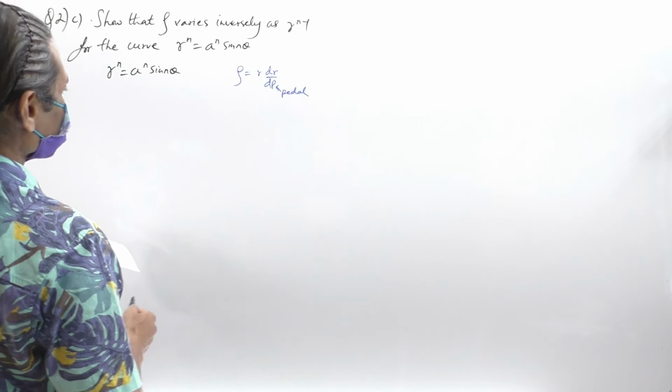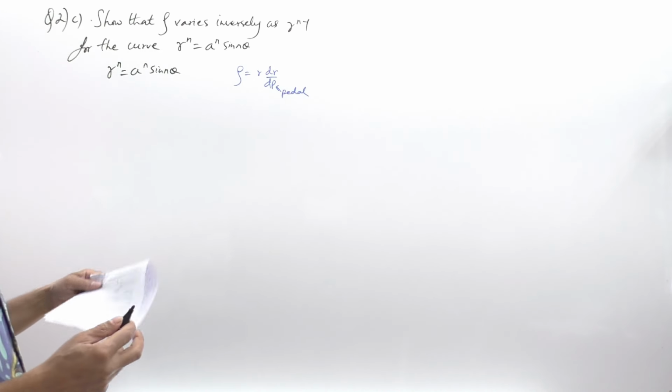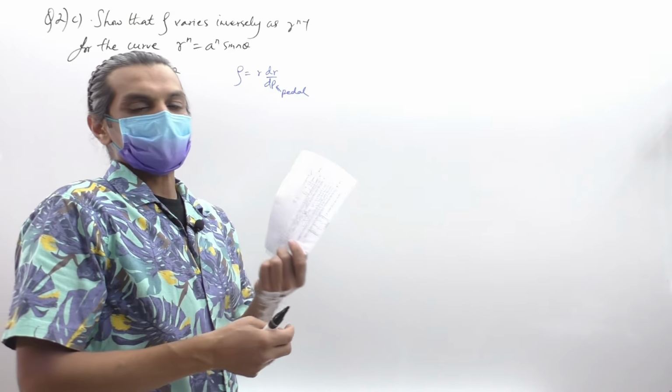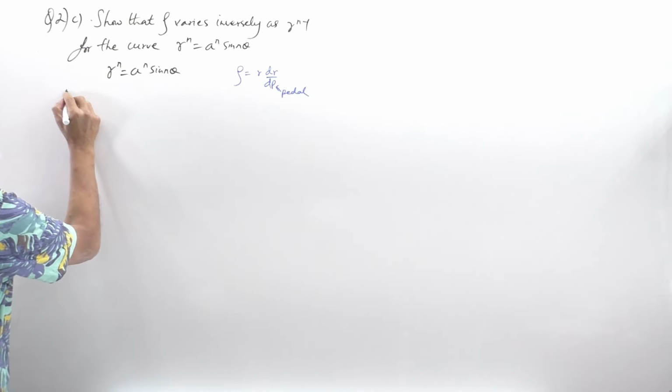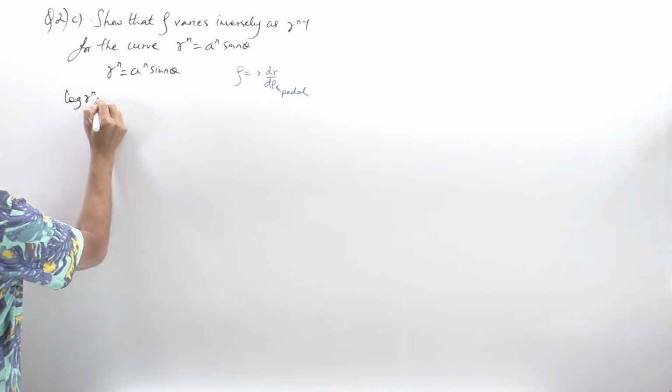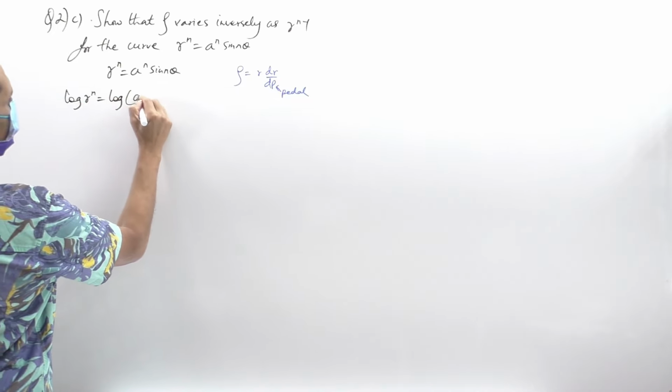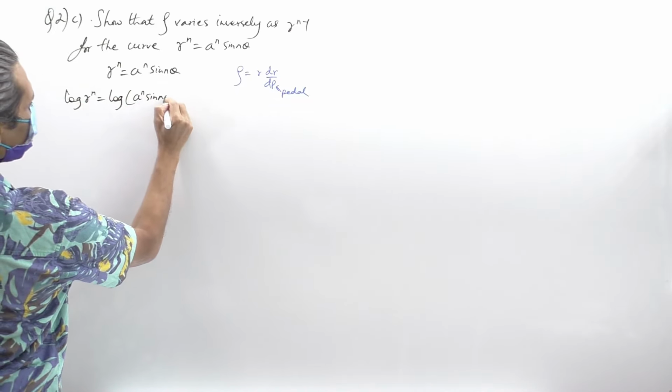So let's solve this here now. First, to solve the pedal equation we do the same method, that is apply log on both sides as we did in the polar curves. So apply log on both sides here. So we have log of r^n is equal to log a^n sin n theta.